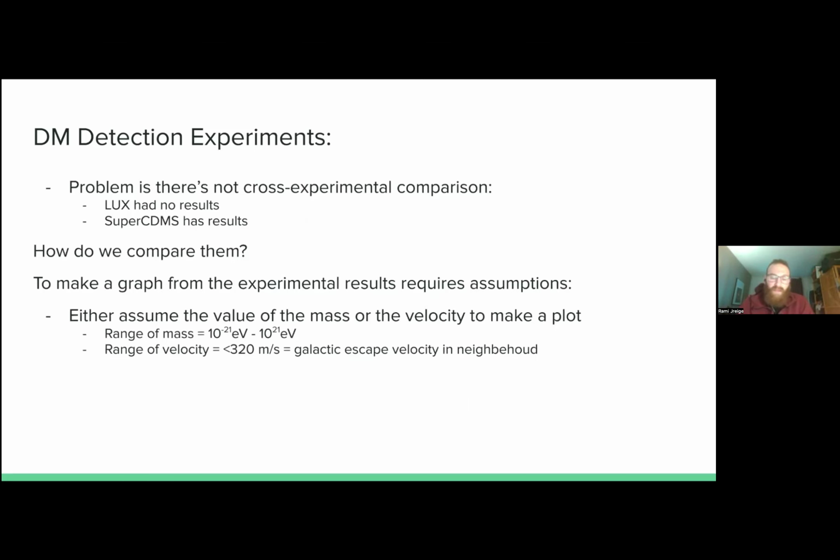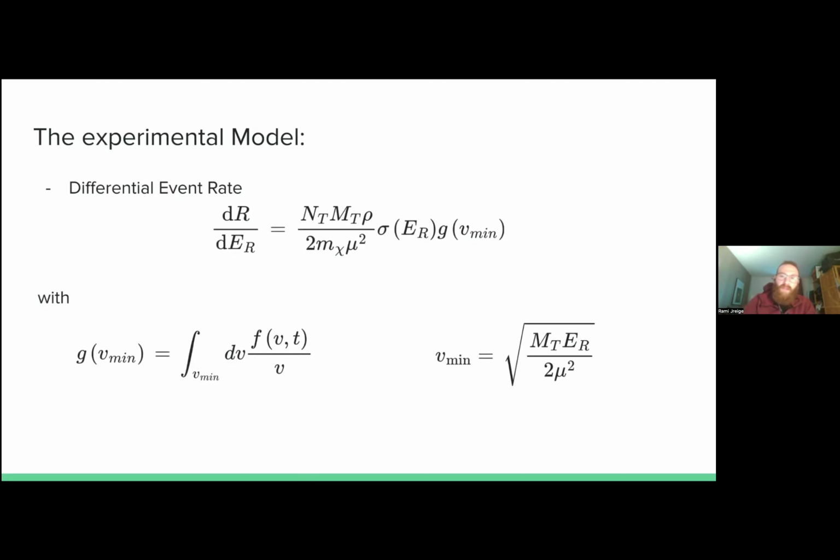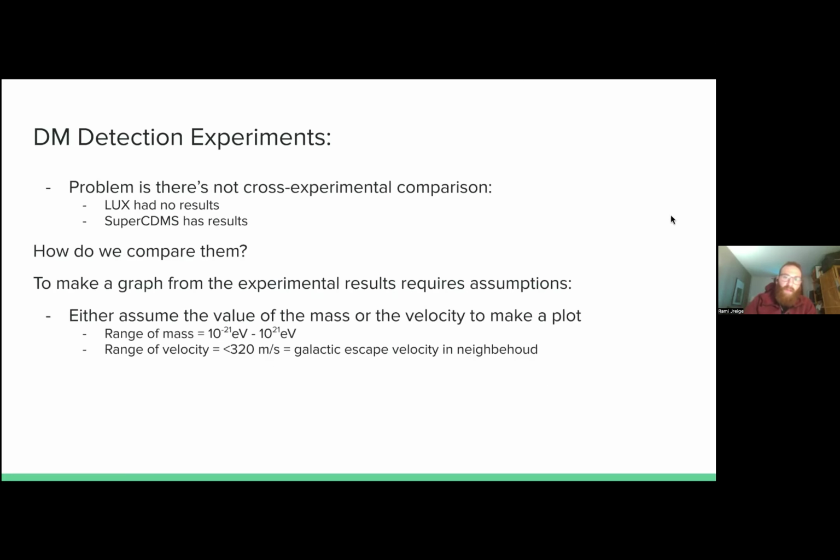If going back to differential event rate, there is a strong dependence on the velocity, minimum velocity, which is dependent on the recoil energy. And the recoil energy is dependent on the target material. So in LUX, it was liquid xenon. In DAMA/LIBRA, I think it was sodium iodide. No, it's not sodium iodide, respectively. The point is that there's a strong dependence on the target material. And if there's such a strong dependence on target material, then how do you really compare the results of two different experiments? And that's where the difficulty lies.